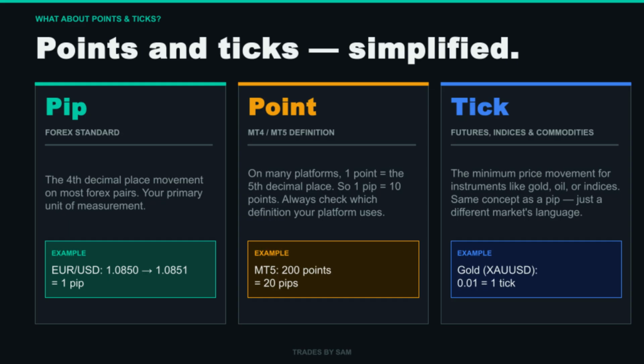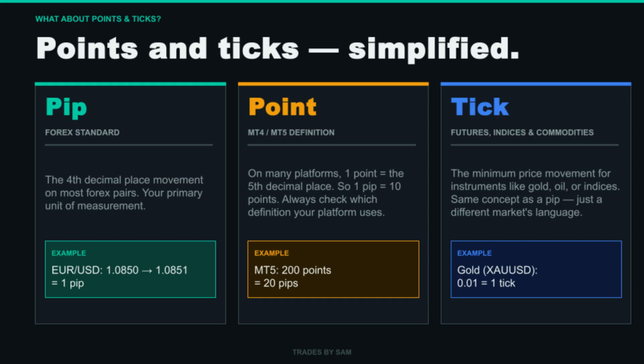Okay, so that's pips. Now, what about points? Here's where it gets a little murky, because the word point is used differently depending on who you're talking to and what platform you're on. In some contexts, point means the same thing as pip. In others, particularly on platforms like MetaTrader, a point refers to that 5th decimal place, the pipette. So 1 pip equals 10 points on those platforms.